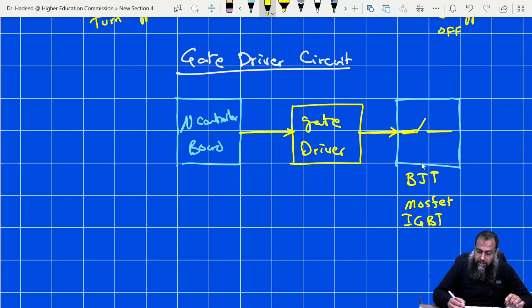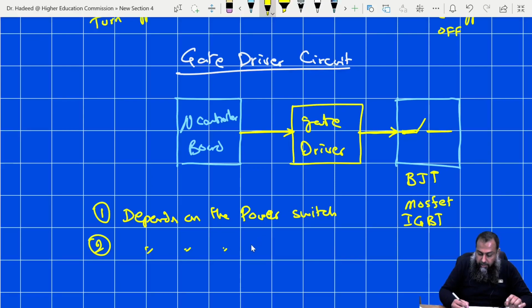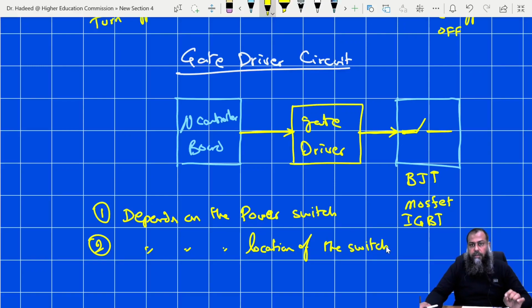Further to this, the topology, so the first thing here is that the gate driver circuit depends on the power switch. The second thing is it also depends on the location of the switch. So there are two broader classifications of the switches when they are connected in a given power electronic circuit.